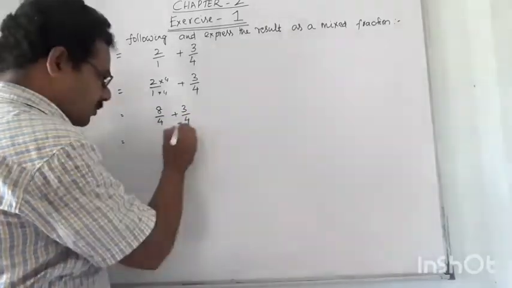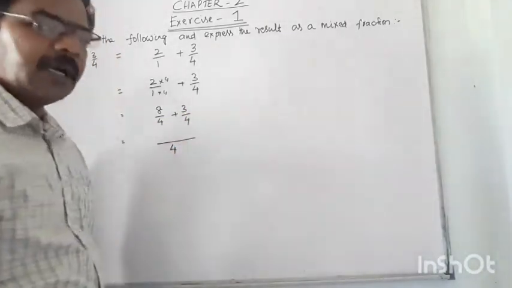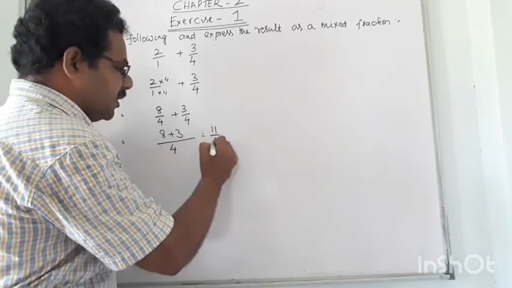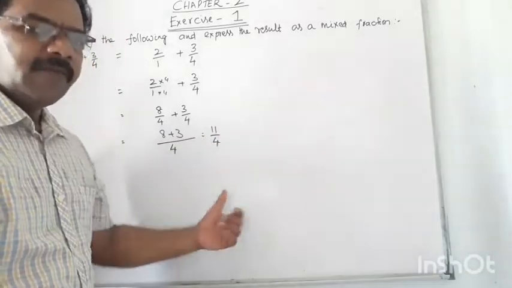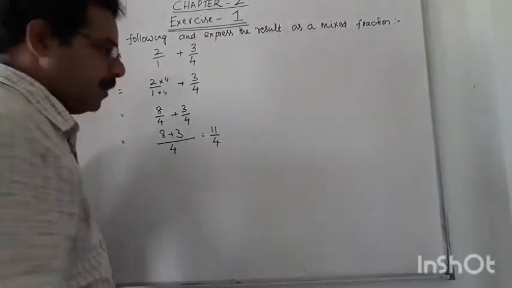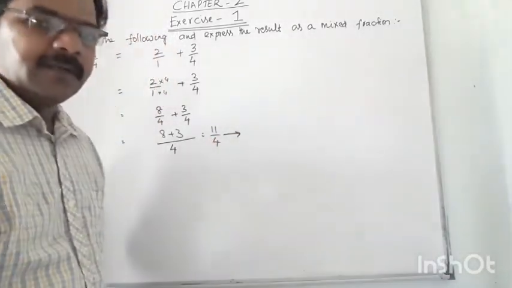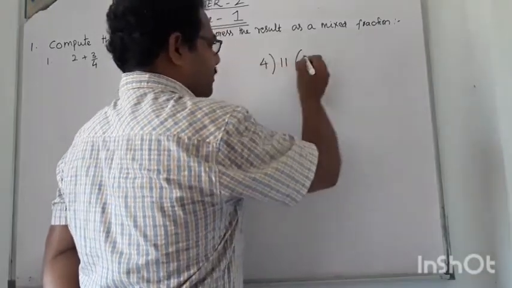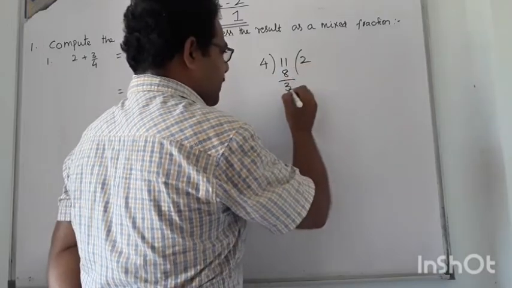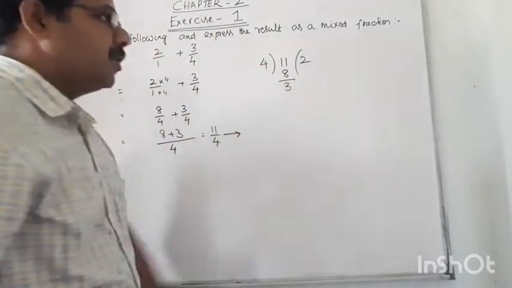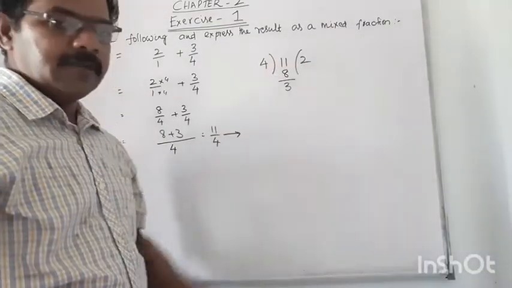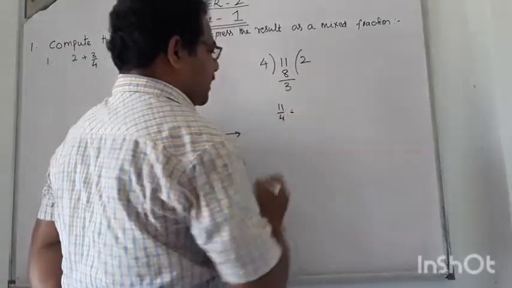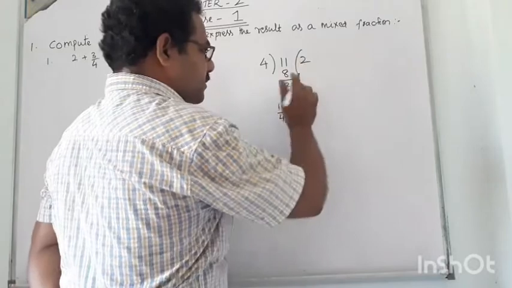8 by 4 plus 3 by 4 are like fractions. We can write the common denominator and add the numerators: 8 plus 3 equals 11 by 4. 11 by 4 is an improper fraction, but it should be converted into a mixed fraction. What will we do? 11 should be divided by 4. 4 twos are 8, and 3 is the remainder. So the divisor is 4, the quotient is 2, the remainder is 3, and the dividend is 11. That means 11 by 4 can be written as 2 and 3 by 4.